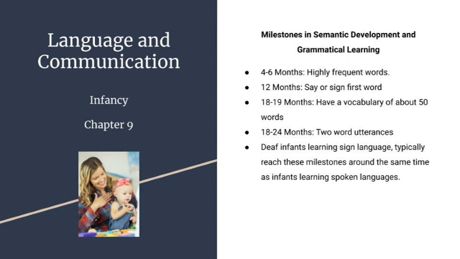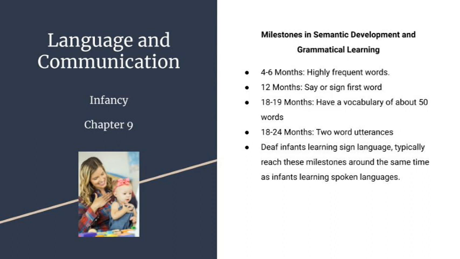Now we move on to the milestones in semantic development and grammatical learning. Infants and toddlers can understand words before they can say them. In the next learning objective, we get a glimpse of milestones in semantic development and grammatical learning. Many infants at the age of 4 to 6 months can recognize frequently used words like mommy, daddy, or even their own name. At 12 months, children typically begin to sign words or say their first word.